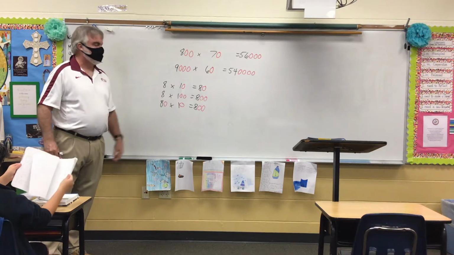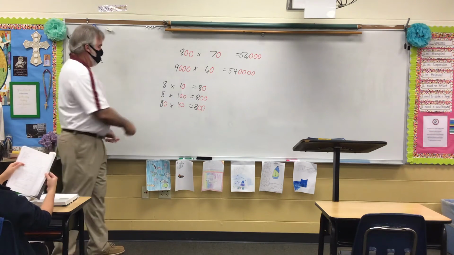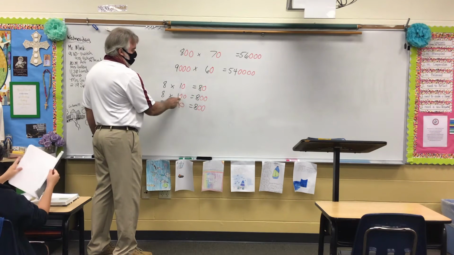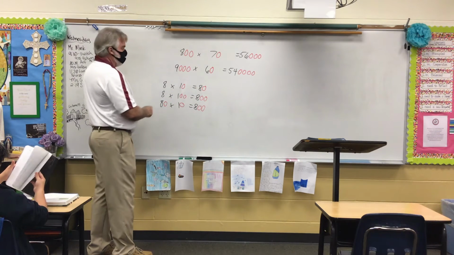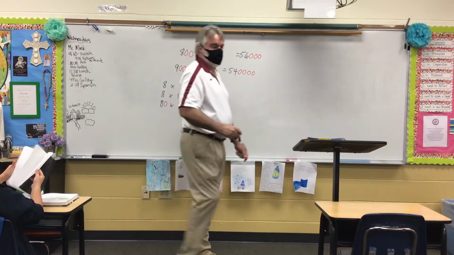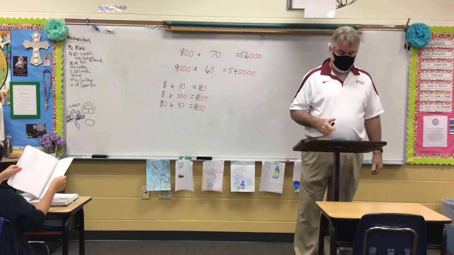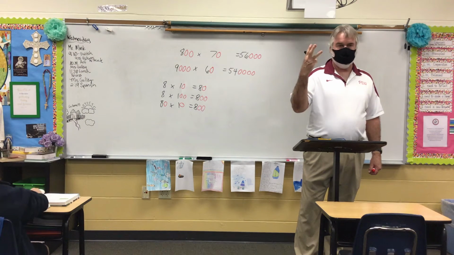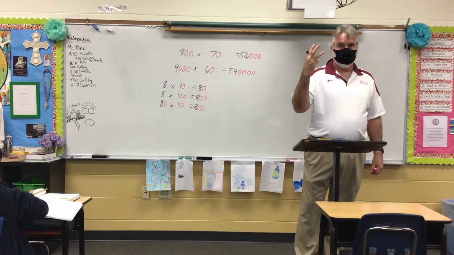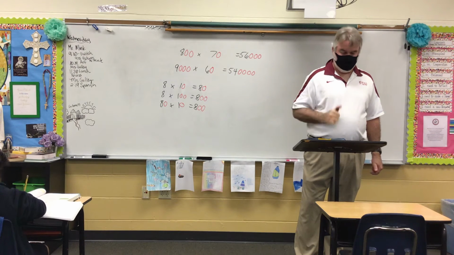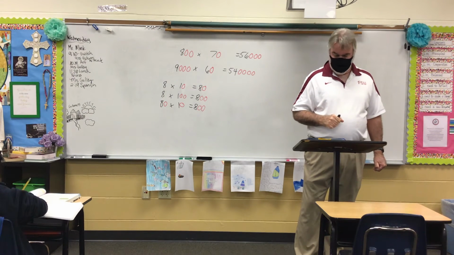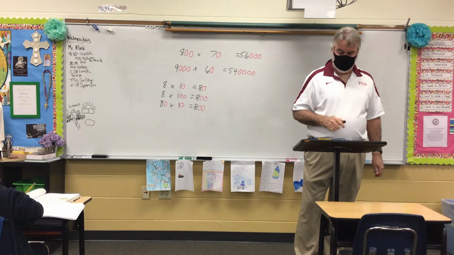8 times 1. 8 times 1 is 8. Well, I got 2 zeros, put them there. 8 times 1 is 8. I got 2 zeros here. And that's all that you're doing with this. It's very, very simple. In numbers 1 through 8, you're going to have 3 answers. So make sure that you have 3 answers. 9 through 24, you're going to have 1 answer.